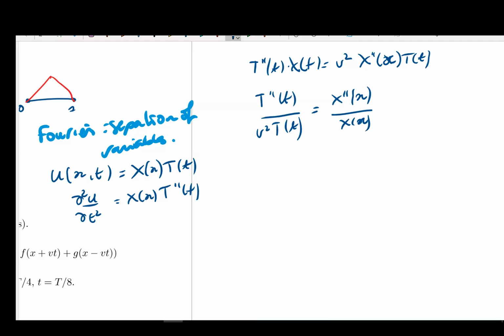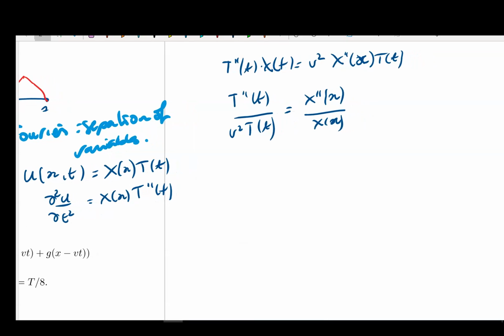Okay, so the idea here, I guess you've understood. We've got a function of t on one side, a function of x on the other side. They should be equal for any x between 0 and 1, any t greater than 0. So the only way that this is going to coincide for all values is that this is always equal to some constant. Okay, and let's denote the constant by lambda.